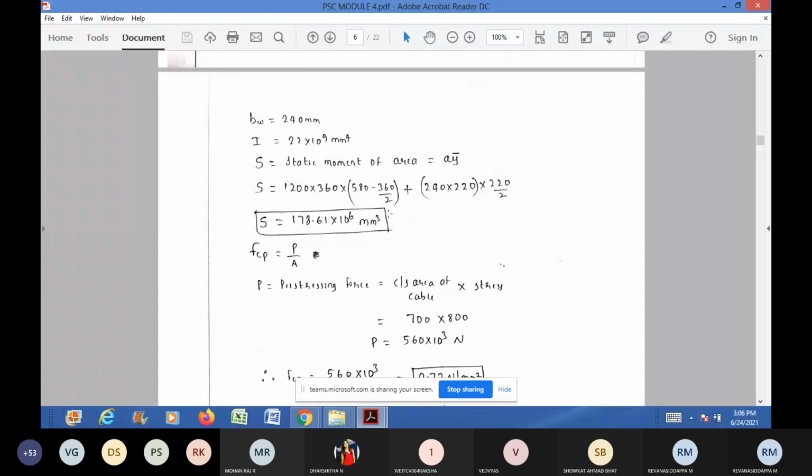Finally, after calculation, you will get 178.61 into 10 power 6 mm cube. You check the answer. Why is it mm cube? It is area into distance. Unit of area is mm square. Unit of distance is mm. So mm square into mm, it will come as mm cube. That is why the unit is mm cube. You check the answer. Here I got 178.61 into 10 power 6 mm cube.